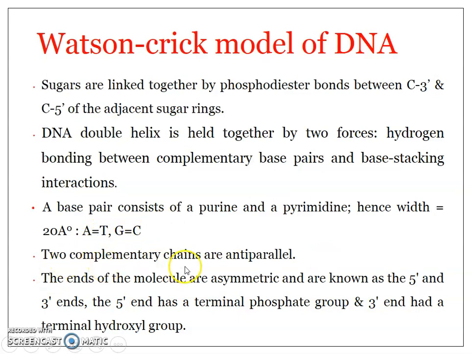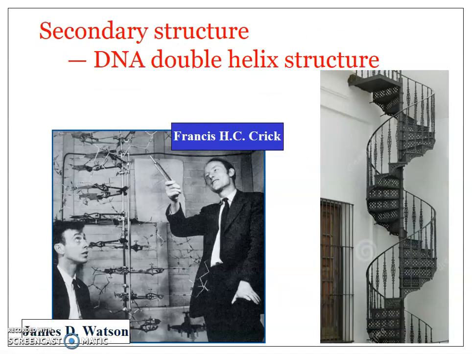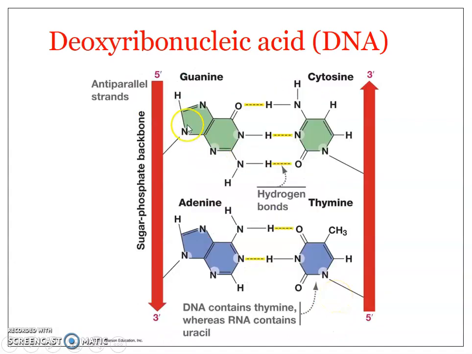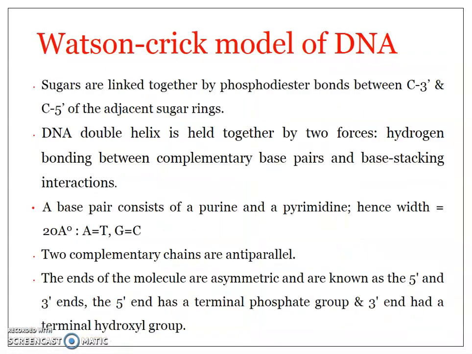Okay, the two complementary chains are anti-parallel. Why is it so? Because here you can see the 3' 5' direction. As we have already mentioned in the previous presentation, this goes in the 3' 5' direction, and here it is just the opposite. The picture gives 5', 3' in this direction and 5', 3' in the opposite direction, and that is why it is known as an anti-parallel arrangement. So the two complementary chains are anti-parallel to each other. Now, the ends of the molecule are asymmetric because it is anti-parallel. 5' of one chain will face 3' of the other, and just the opposite.